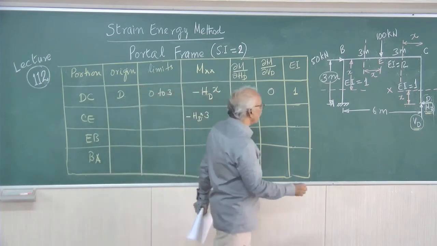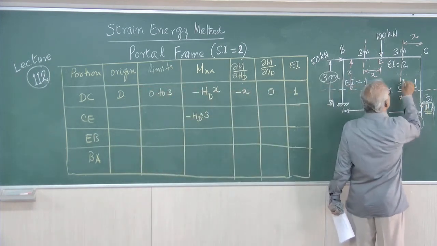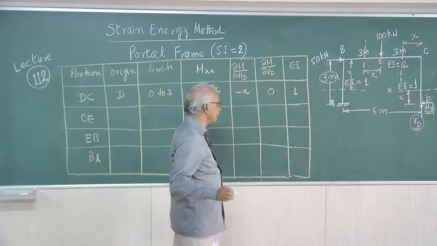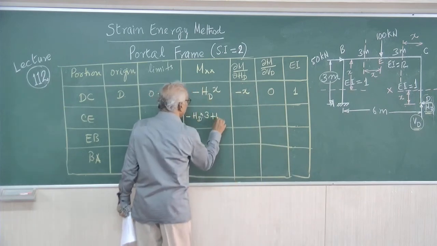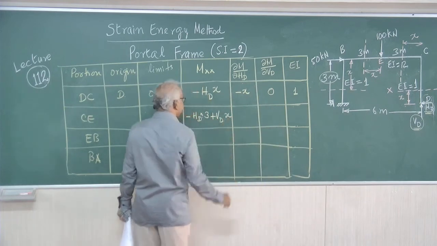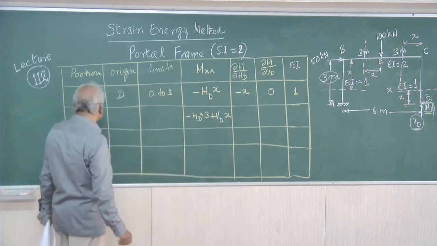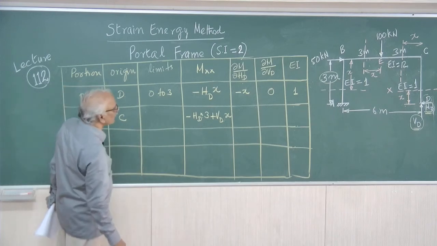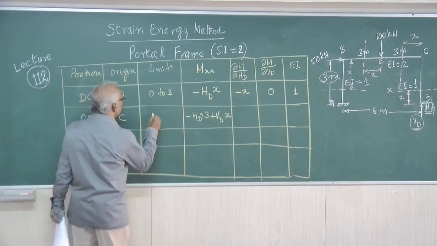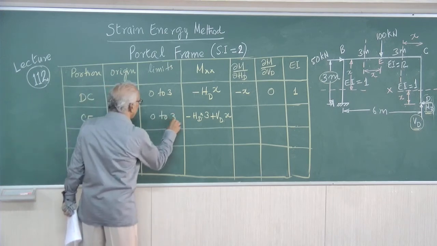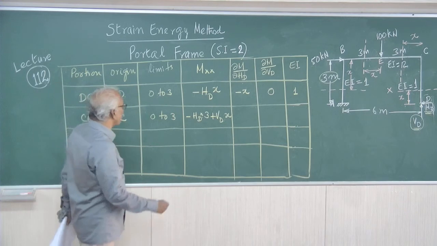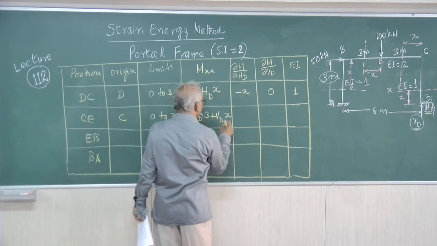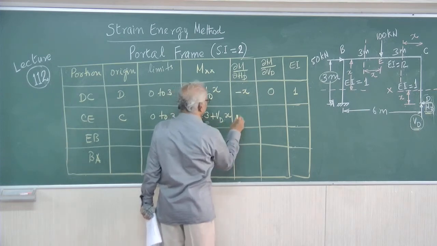Then VD is a vertical force about the section XX that will cause an anticlockwise moment, and anticlockwise is positive, therefore plus VD into x meters. Here we have taken C as the origin, measuring x from the point C. For CE, the limits will be 0 to 3 meters.